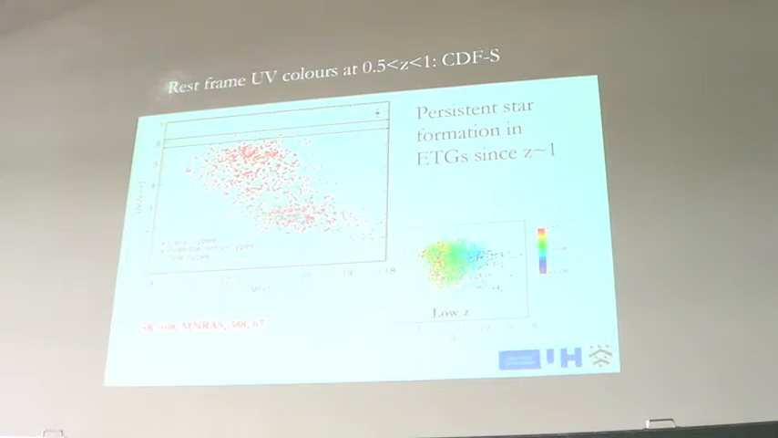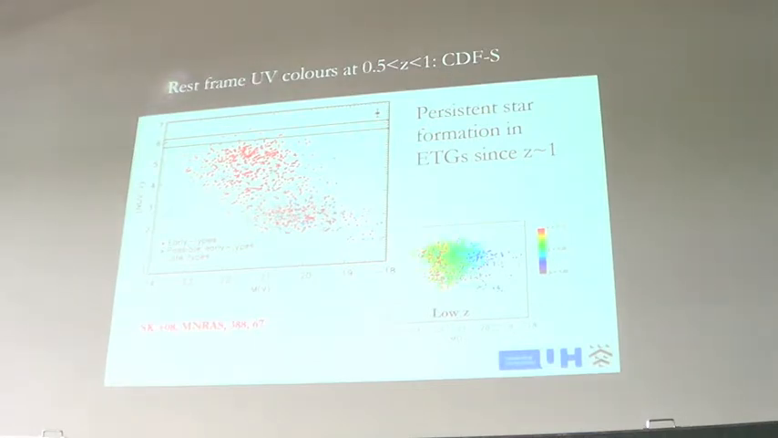And if you do SED modeling, you find that each event that creates the star formation is adding a few percent of the stellar mass to your individual galaxies. And this star formation is persistent across this entire redshift range. So from 0 to 1, you have persistent star formation in early type galaxies, which are fairly massive. Persistent in a statistical sense.